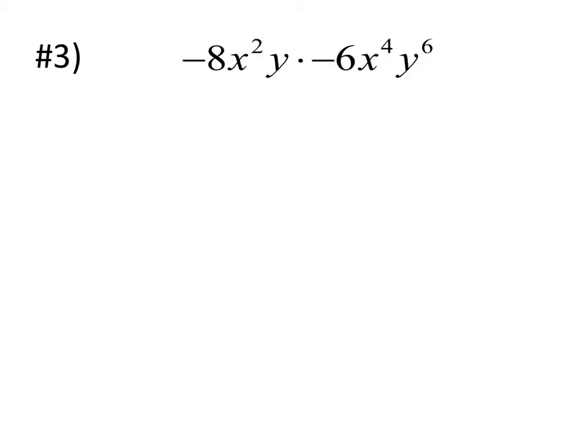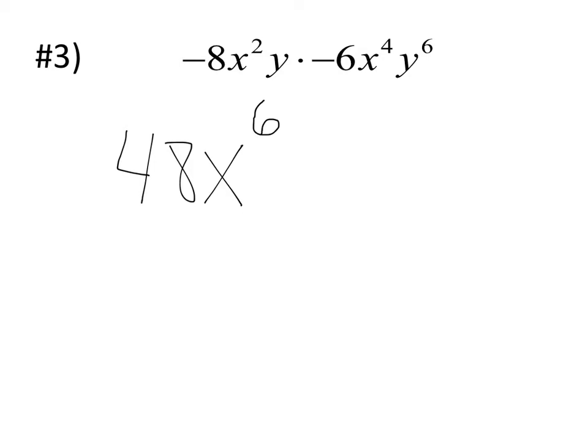Okay. We're going to do these piece by piece. Do your coefficients first. Negative 8 times negative 6 is positive 48. Then we're going to do x squared times x to the 4th. Our like base is x. Add your exponents. You get 2 plus 4 is 6.